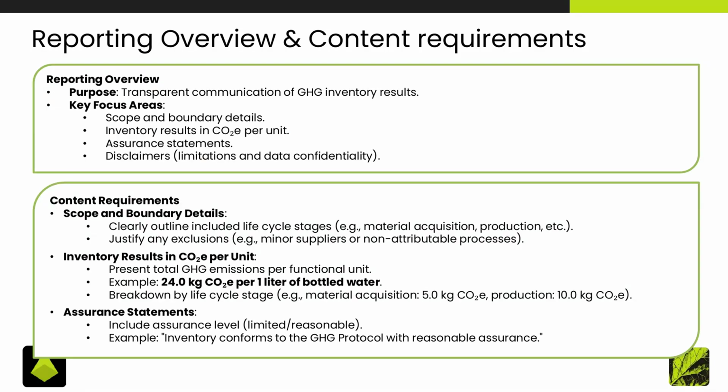Let's wrap up with an overview of reporting requirements for your greenhouse gas inventory. The main purpose here is to achieve transparent communication of your results. Key focus areas include scope and boundary details. Clearly outline life cycle stages like material acquisition and production, and justify any exclusions to maintain transparency. For inventory results in CO2e per unit, present total emissions per functional unit.